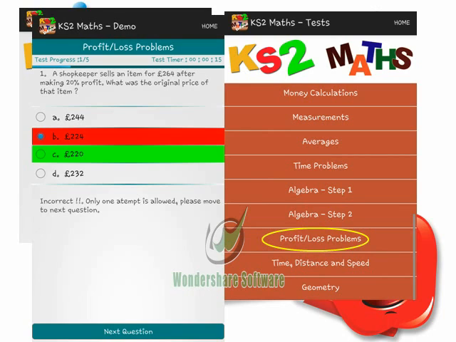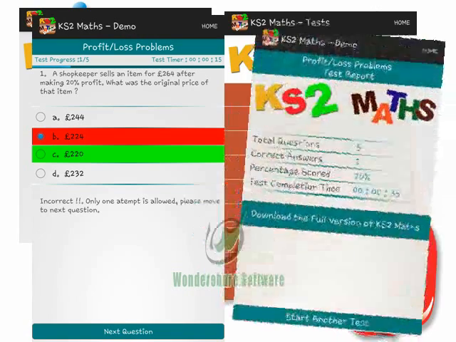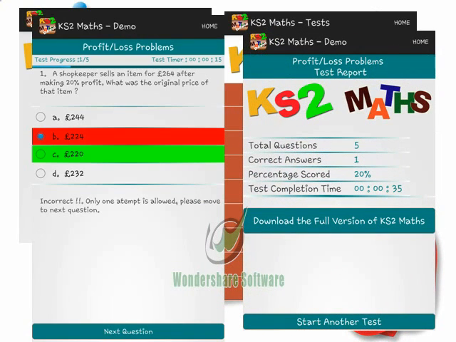So once the students are done with the quiz, these apps will provide immediate feedback at the end of the quiz, where the students can have a look at their test report, like how many questions they managed to answer correctly, percentage scored, and also the test completion time.